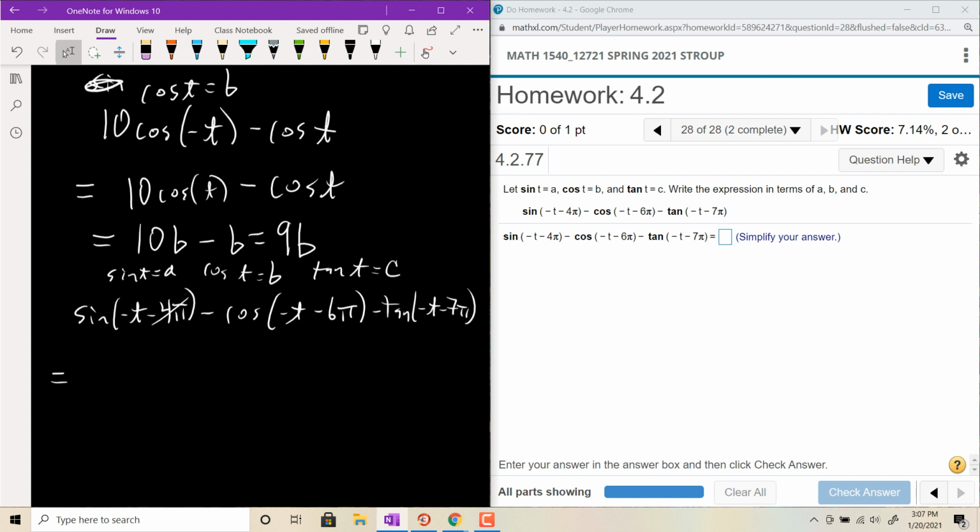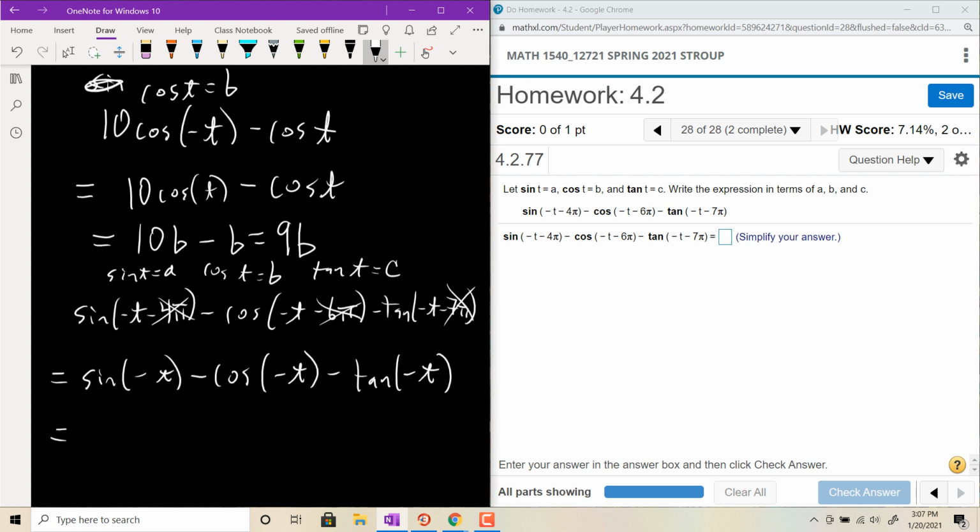For sine, you can eliminate anything that's added that's a multiple of 2 pi. So we end up with sine of negative t for the first one, minus cosine. Again, we can eliminate any of these parts, so it's cosine of negative t there. And then minus tan of negative t minus 7 pi. So it's an odd multiple of pi, or any multiple of pi. You can eliminate it, and you get minus tan of negative t.